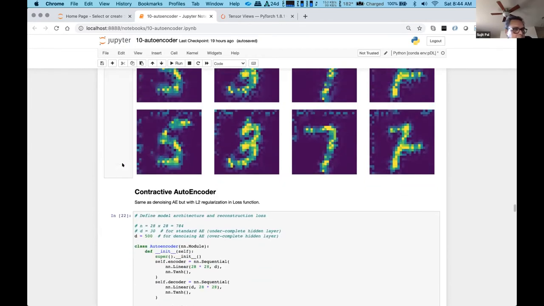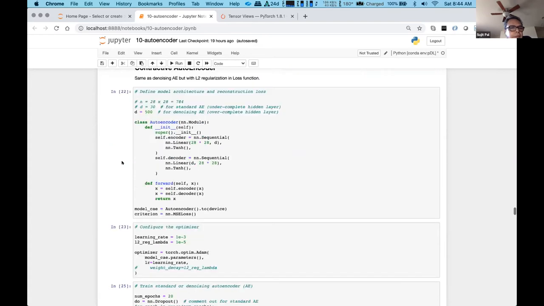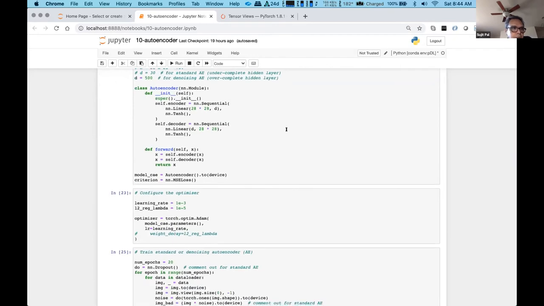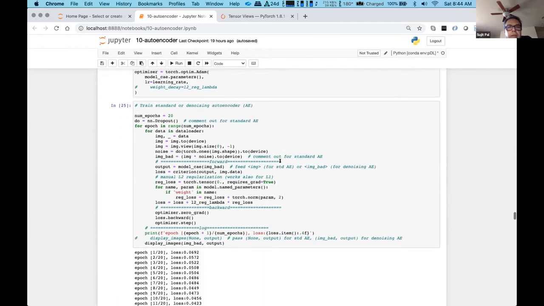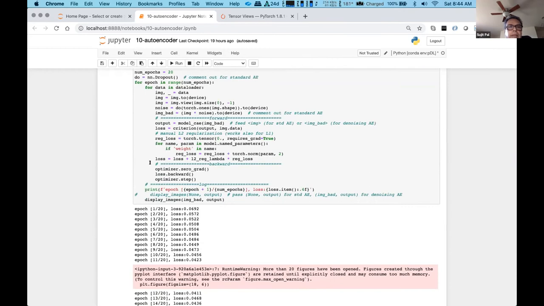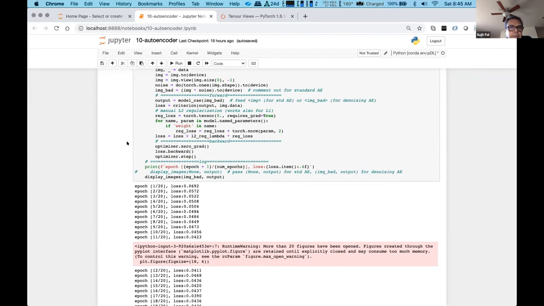So that's here. I also did the contractive autoencoder, since I figured it was the same thing with a regularized loss function. Initially I tried the standard trick of adding weight decay to the optimizer. That didn't work out so well for me, so I did it manually here. The loss is calculated, and then I calculate my regularization loss. Essentially I'm creating a tensor of zeros, like an accumulator, and looping through the model, taking each of its weights, calculating the second norm, and adding this regularization loss multiplied by a lambda factor, which is 1e minus 5 in my case. I'm just adding it to the loss here and doing the same optimizer step.